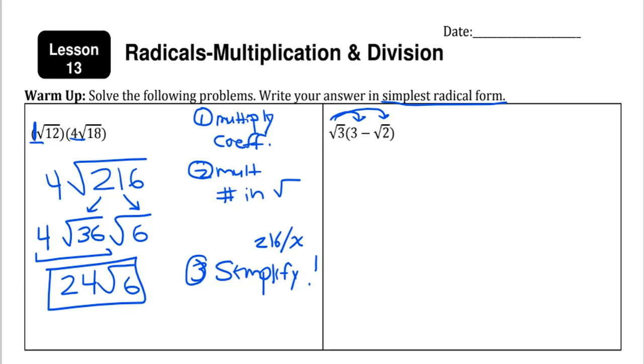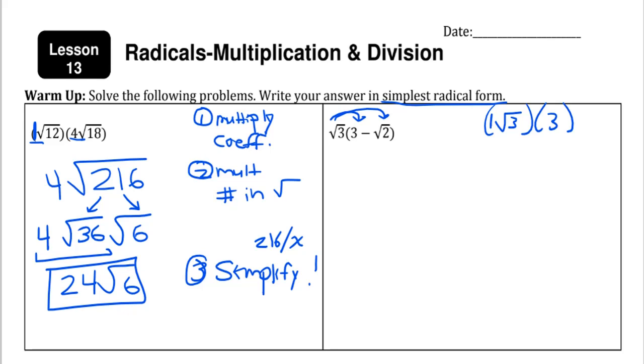What is radical 3 times 3? Since those are not like radicals, and my rule is to multiply coefficients by coefficients, technically I'm doing radical 3, right, times 3. I'm just going to jot that on the side just so you can see what I'm talking about. Right here, my first step is to multiply coefficients together. Well, I have a 3 here, that's a coefficient, and I technically have a 1 here.